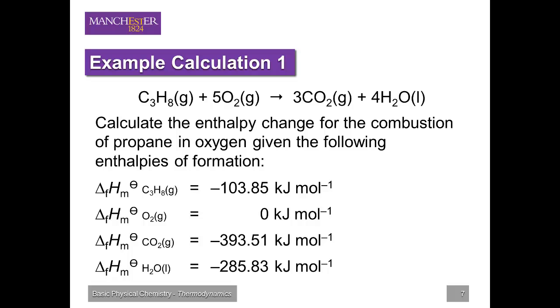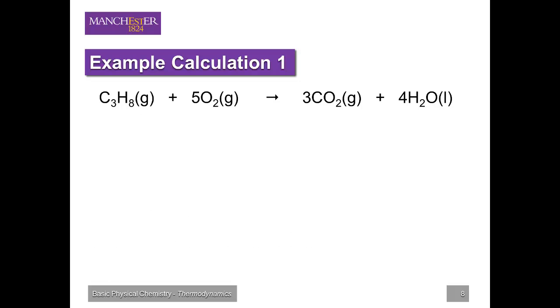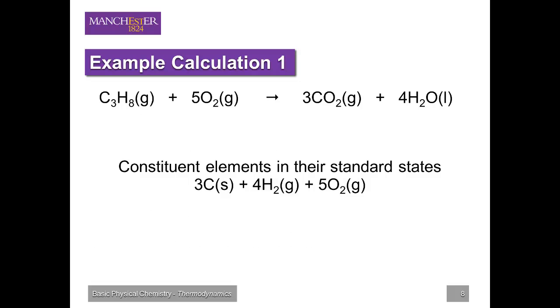So how do we go about solving this problem? We start with the equation that we've got to calculate the enthalpy change for. Underneath the equation, we write constituent elements in their standard states. So for propane and 5 moles of oxygen, the constituent elements in their standard states will be 3 moles of carbon solid, 4 moles of hydrogen gas, and 5 moles of oxygen gas. We then draw arrows from the constituent elements in their standard states up to the species in the actual equation.